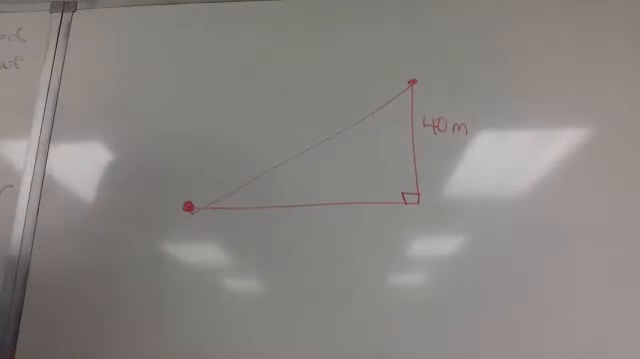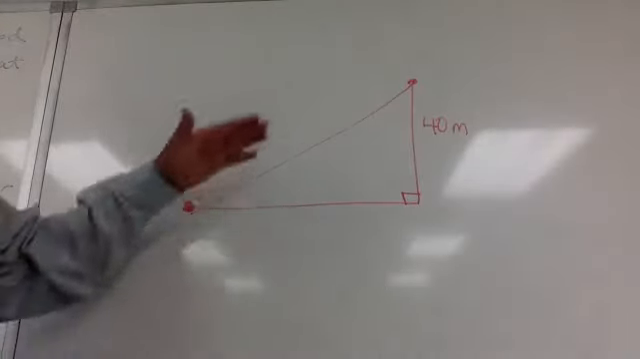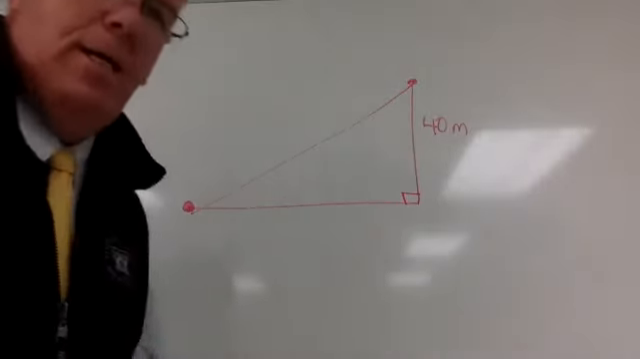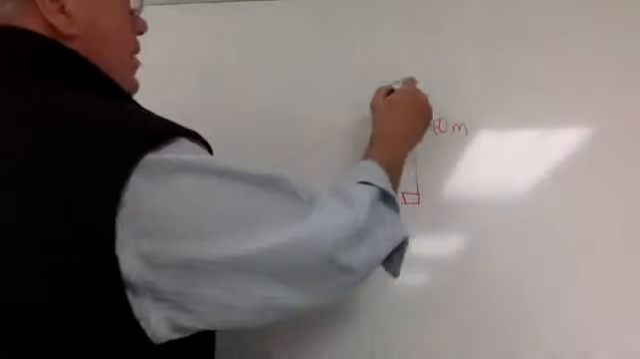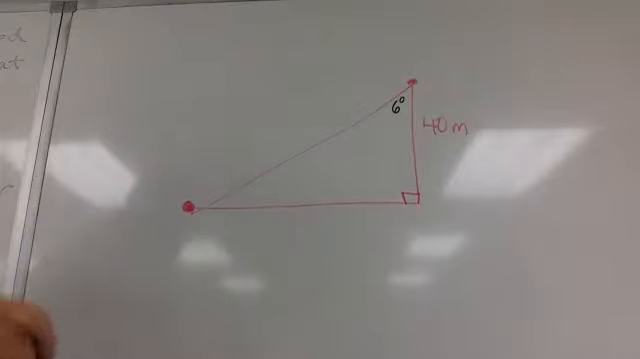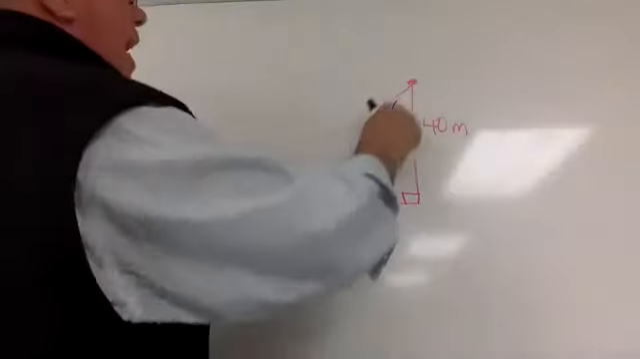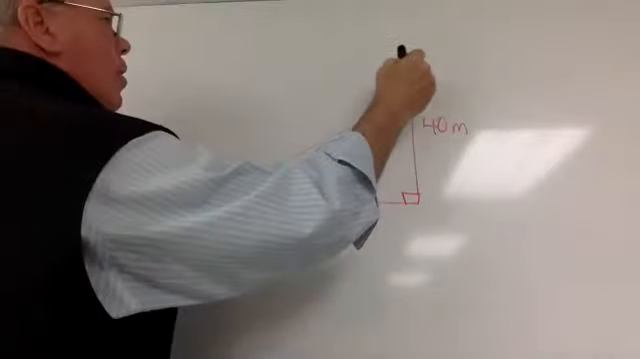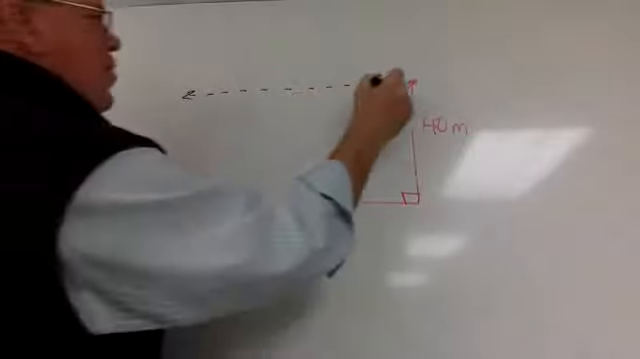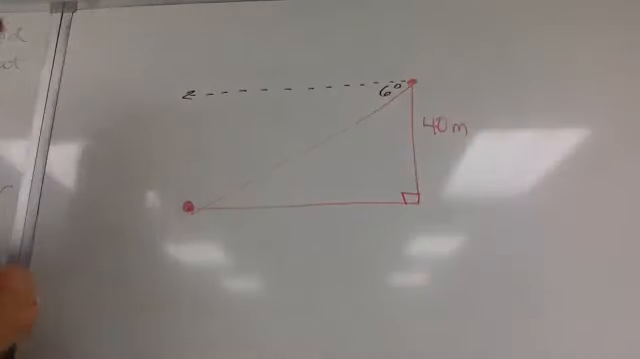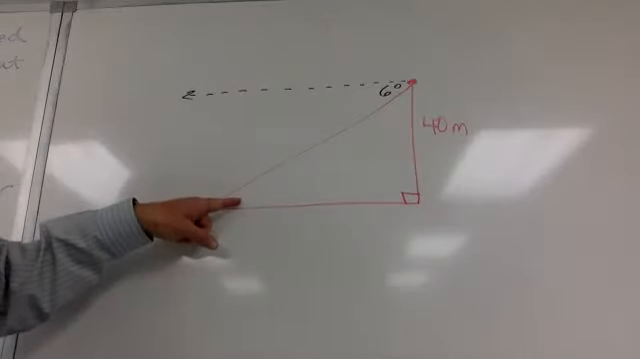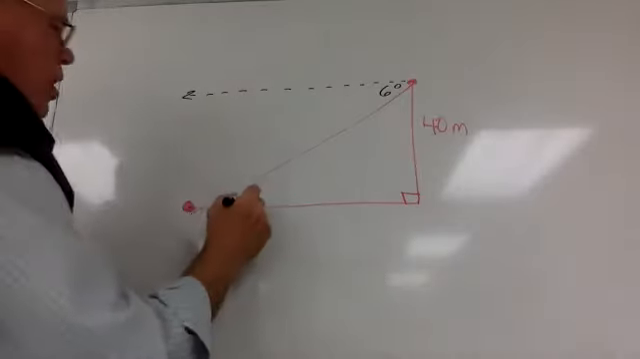Now, they tell you that the angle of depression is 6 degrees. So what's the mistake they want you to make? They want you to say that this is 6 degrees. But that's not the angle of depression. What do you have to do to draw the angle of depression? Draw the horizontal, and this is 6 degrees. Now, if that's 6 degrees, what's that? 6 degrees.